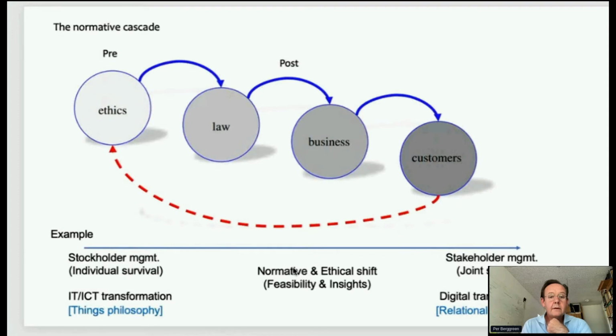The normative cascade, nothing new in this. I touched upon it also. There will be a shift over time from norms and ethics, and a few examples in here also from a classic example from IT transformation into digital transformation, from being a things philosophy or something you put in and put power on, to being an organizational topic, being a relational philosophy. The same with stockholder and stakeholder management. I think most know about that one.